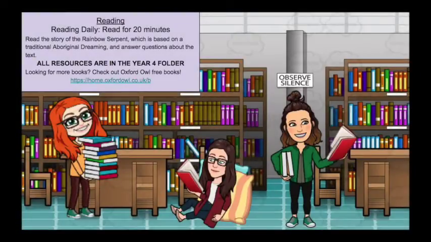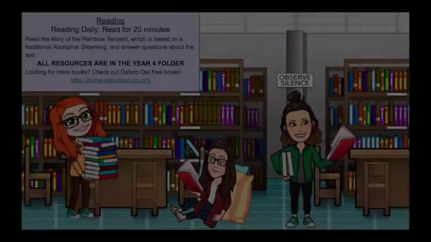The Rainbow Serpent, which is a story based on the traditional Aboriginal Dreamtime story involving the rainbow serpent. This week, we would like you to read and answer the questions about this incredible story. If you're looking for a challenge or more books to read, check out the Oxford Owl free books. It's an online database full of incredible and interesting books.